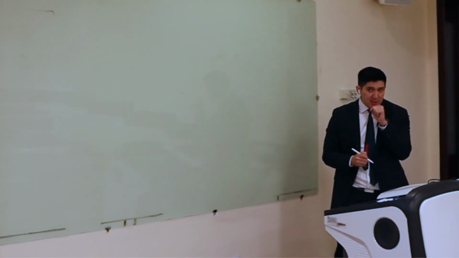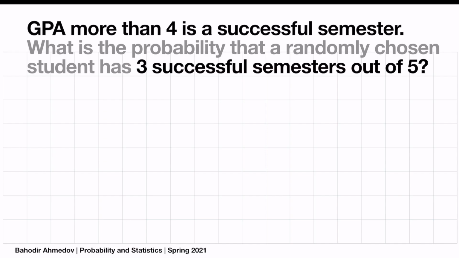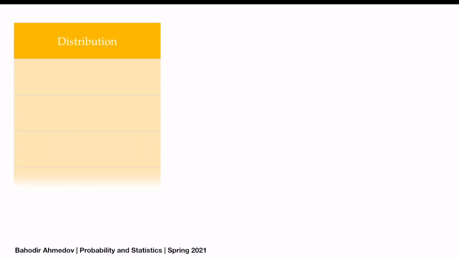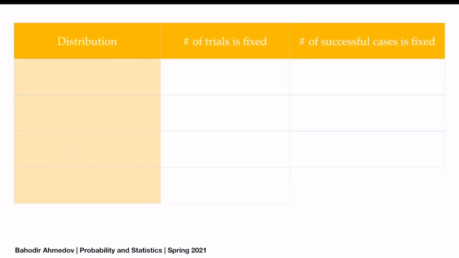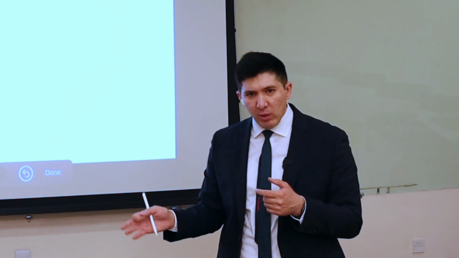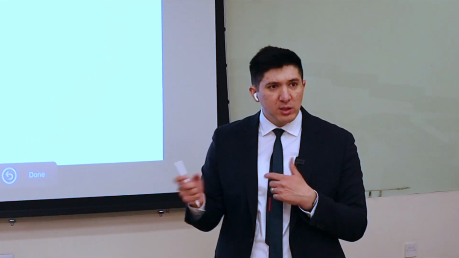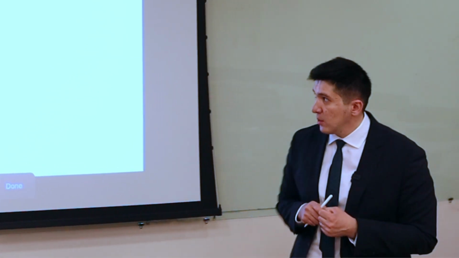And if I would like to find the probability of having 3 successful out of 5, it is going to be C(5,3) p to the power of 3, q to the power of 2. Okay? So all of these distributions can be summarized in this kind of table, and they are different by just these 2 variables. So depending on what is fixed and what is not, you can use different distributions.